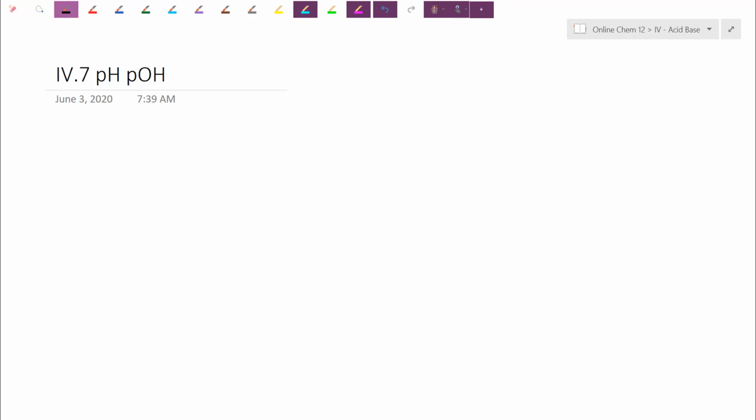We found a nice expression between Ka and Kb. Let me just give you a quick practice of that. And then today we're going to look into actually calculating the pH and the pOH of a solution.